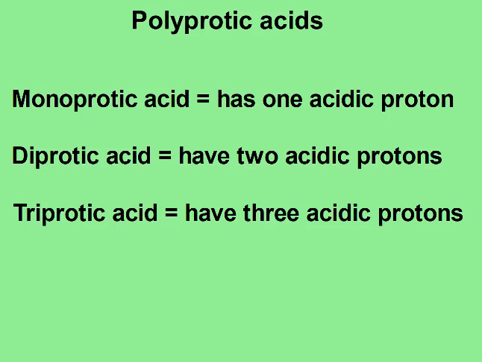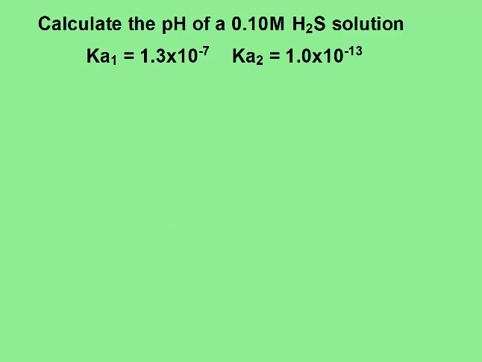Monoprotic acids have 1 acidic hydrogen, or proton. Diprotic acids have 2 acidic protons, and triprotic acids have 3 acidic protons. When calculating the pH of diprotic or triprotic acids, really the only Ka we care about is the first Ka if we're trying to calculate the pH. So let's go ahead and solve this problem, and we'll see why only that first hydrogen that comes off matters.